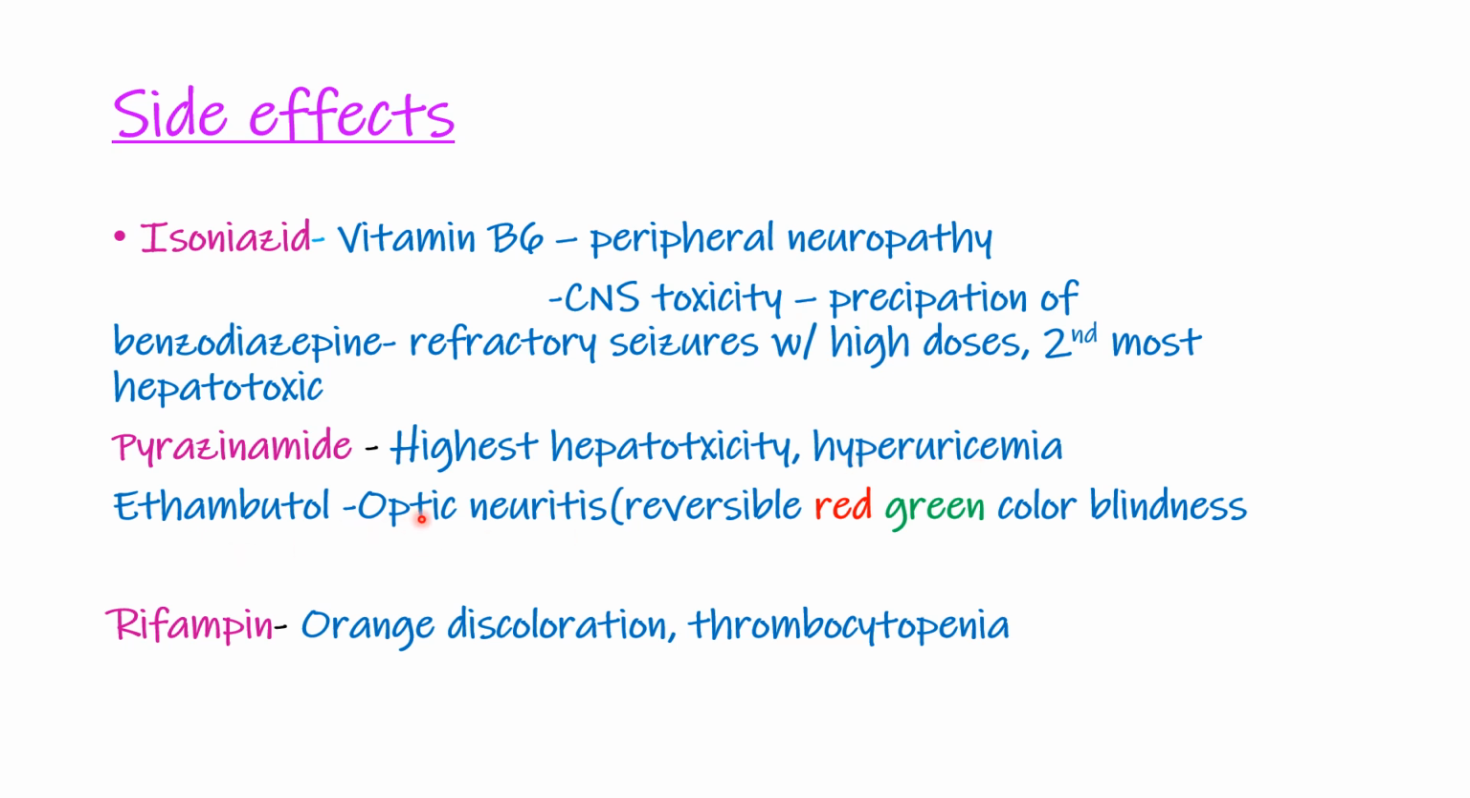The next is ethambutol, which causes optic neuritis. We have mentioned before that this is reversible red-green color blindness. Then rifampin causes orange discoloration and thrombocytopenia, which is immune mediated. However, not only isoniazid, rifampin also interferes with the cytochrome P450, meaning that they interfere with the metabolism of other drugs.